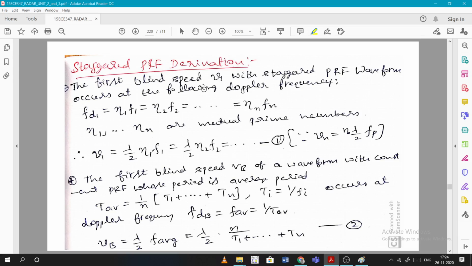So FDB is equal to F average, which is equal to 1 by T average. Previously, for a staggered PRF, the first blind speed Doppler frequency FD1 was equal to any of the products, N1 F1 or N2 F2 and so on. Here, for a constant PRF, the Doppler frequency is F average. That's why we first calculated T average, and from that we can calculate F average. So VB is the same as here also. VB is equal to lambda by 2 F average, which is lambda by 2 into n by T1 plus T2 and so on up to Tn.